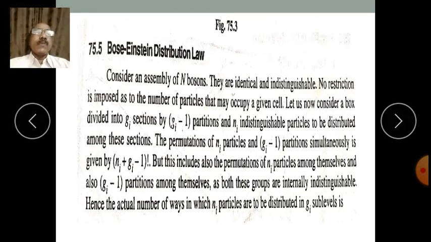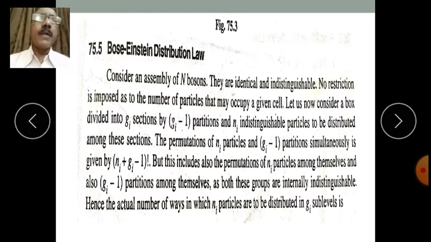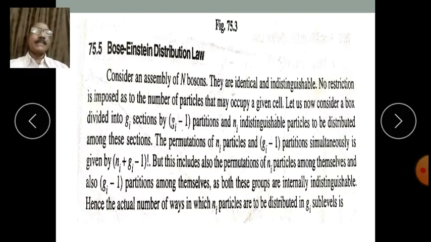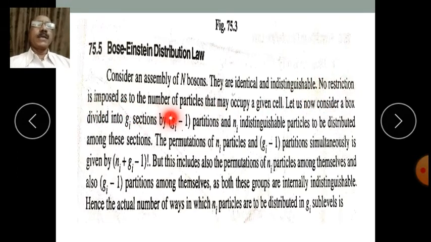Now let us study the Bose-Einstein distribution law. Consider an assembly of n bosons. Let us consider an assembly of particles obeying Bose-Einstein statistics. They are n in number. They are identical and indistinguishable, isn't it? There is no restriction imposed as to the number of particles that can occupy a given cell. So there is no restriction on the number of particles occupying a particular energy state.